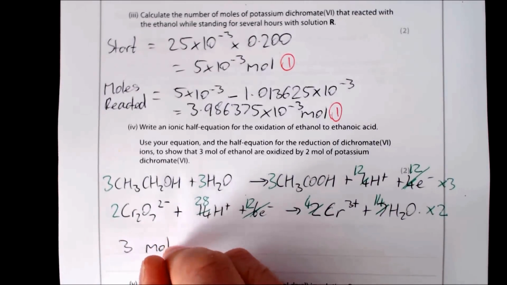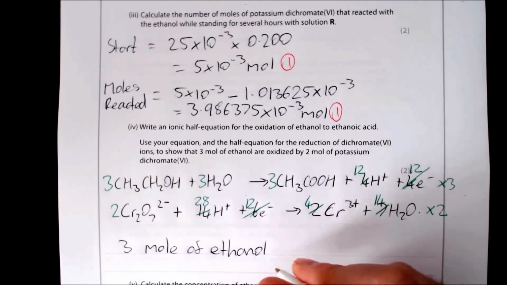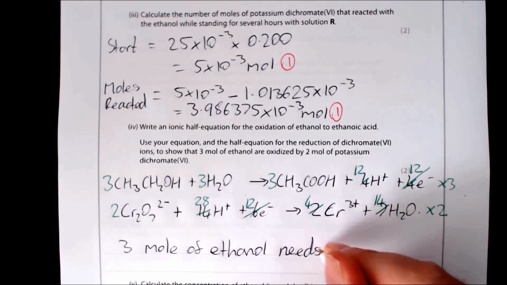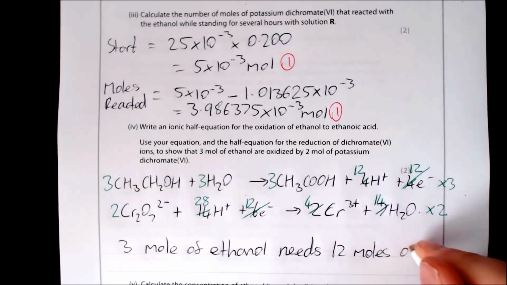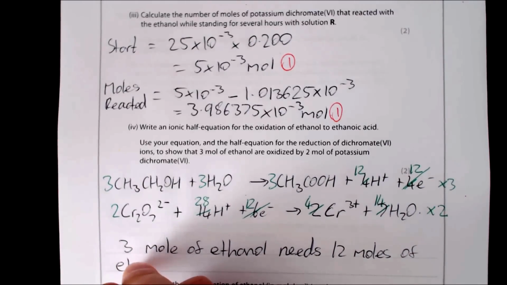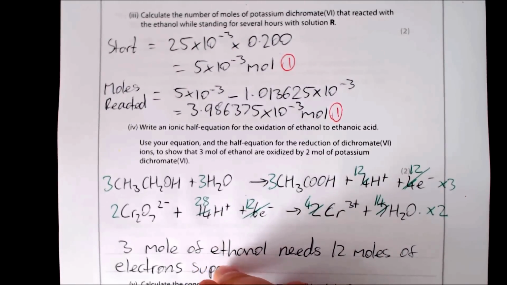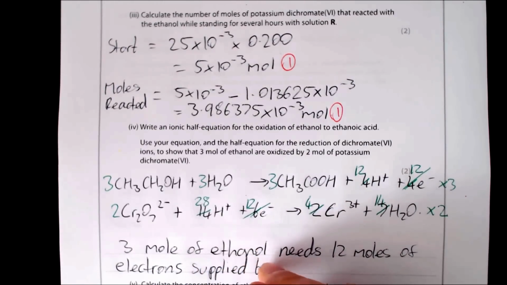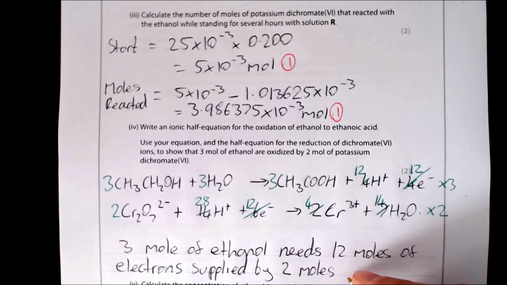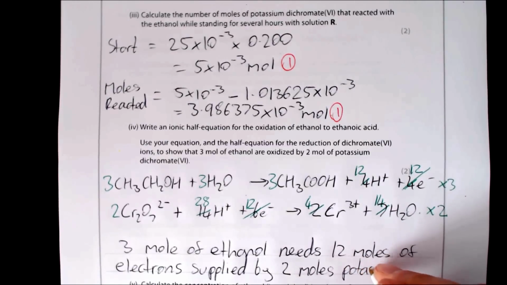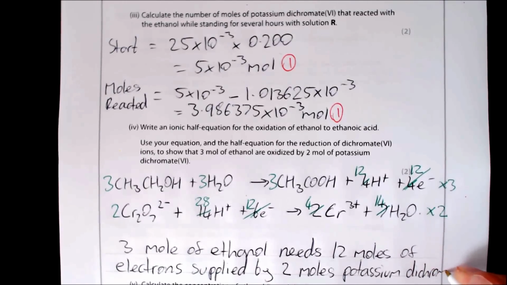So 3 moles of ethanol needs 12 moles of electrons supplied by 2 moles of potassium dichromate. Running out of space there.